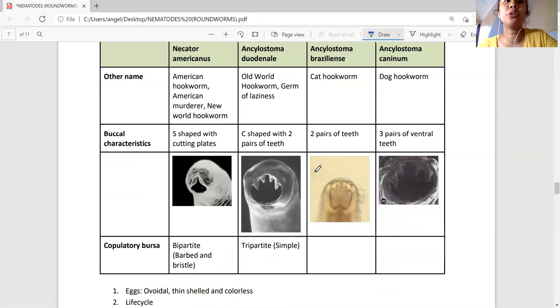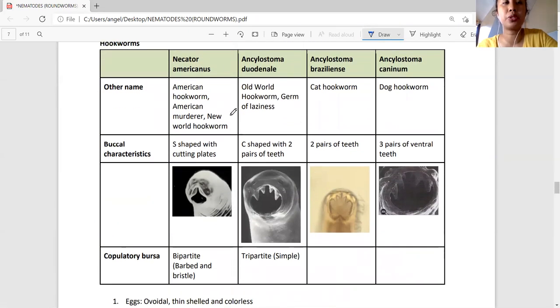Okay. Now, we're in hookworm. Yan. I love the hookworm. So, Necator americanus, tingnan nyo, wala siyang ngipin, only cutting plates. So, New World hookworm. Yan. New World. So, America. The Americas. Pag old world, usually Europe, yan.